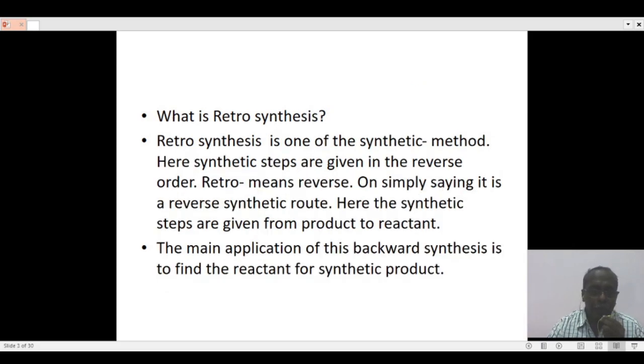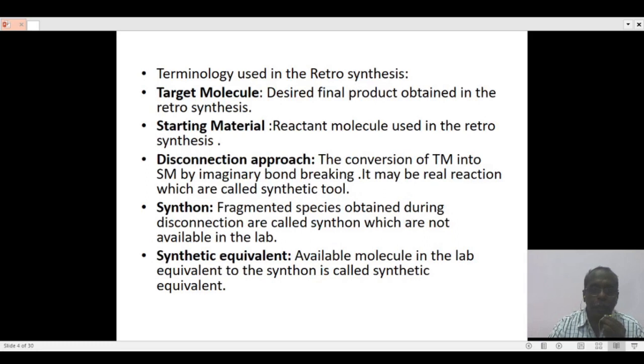Next, what is retrosynthesis? Retrosynthesis is one of the synthetic methods. Here the synthetic steps are given in the reverse order. Retro means reverse. Simply saying, it is a reverse synthetic route. Here the synthetic steps are given from product to reactant. The main application of this backward synthesis is to find the reactant for a synthetic product. The terminology used in the retrosynthesis.